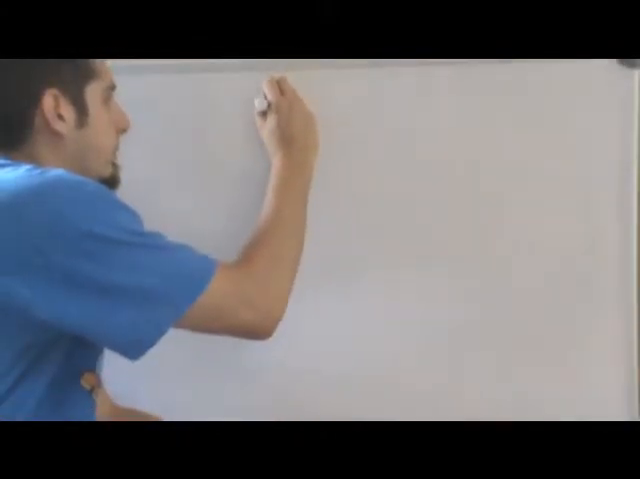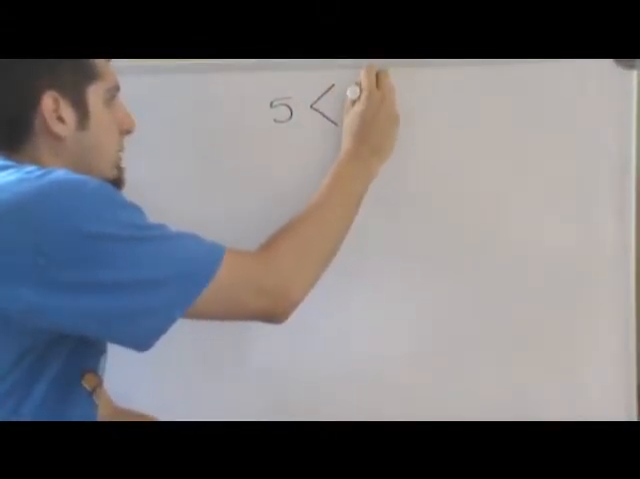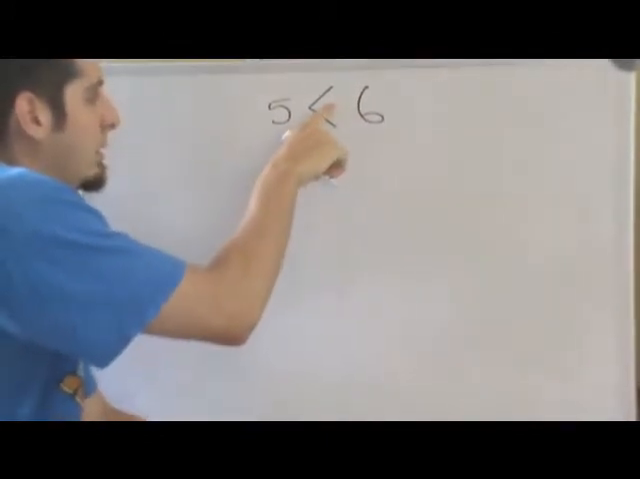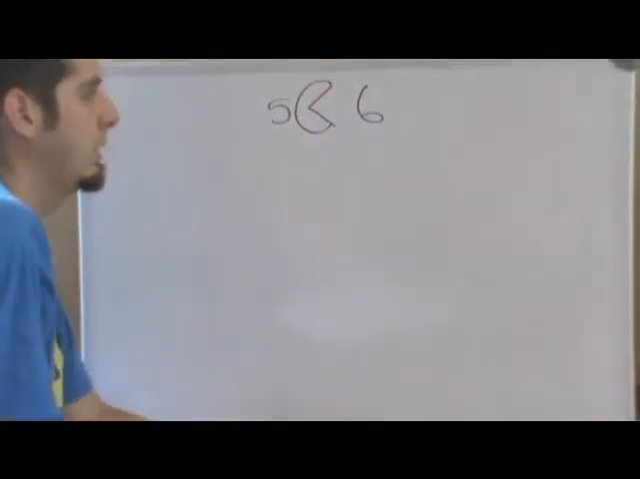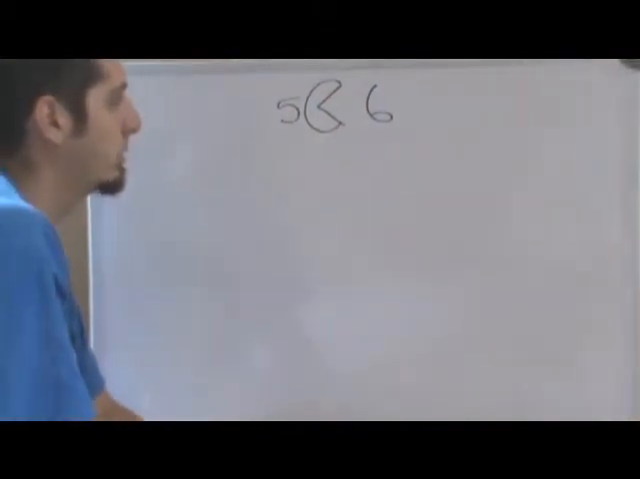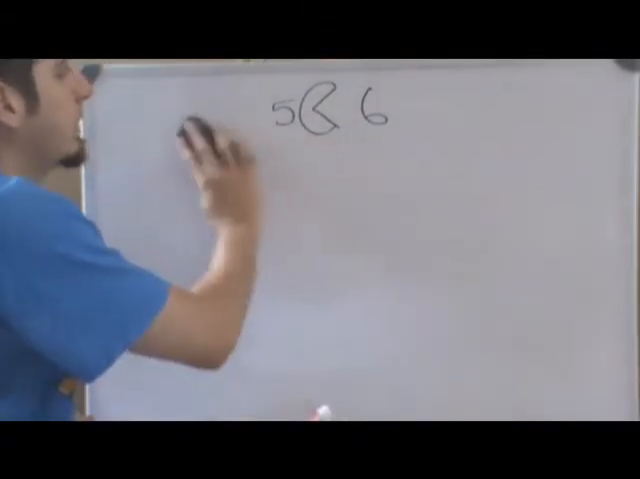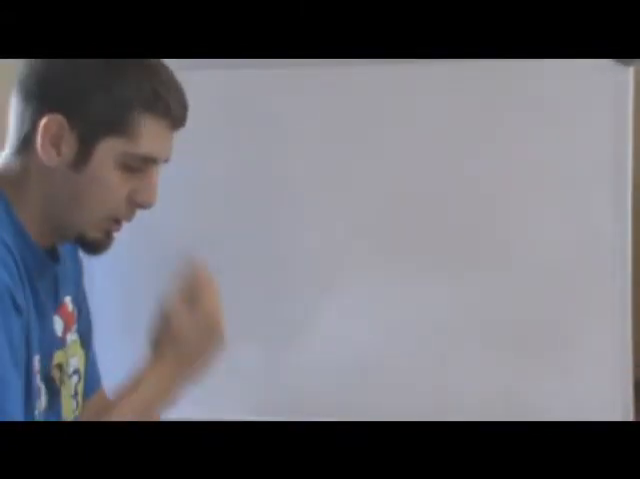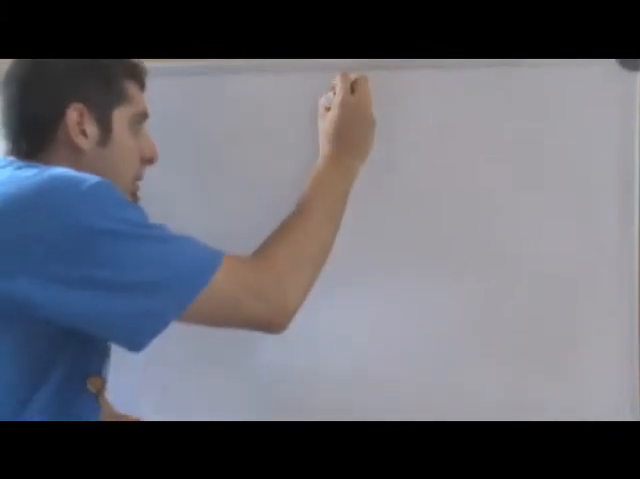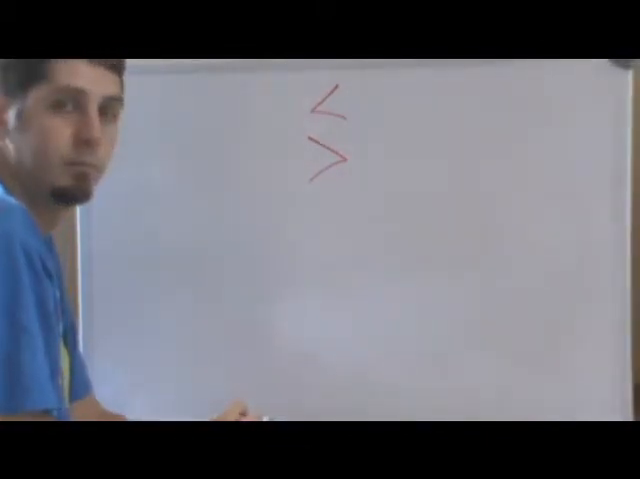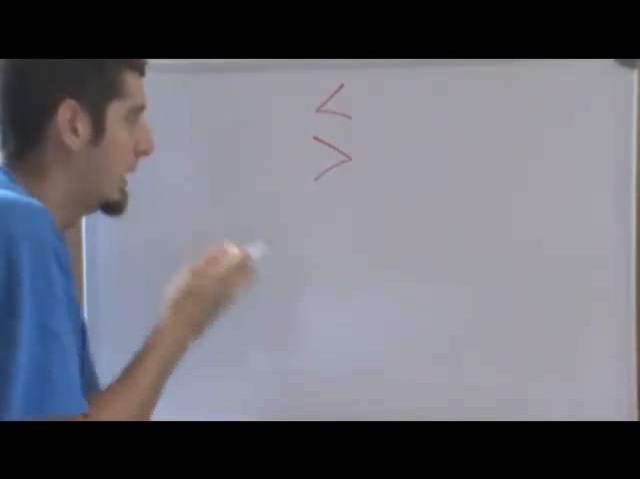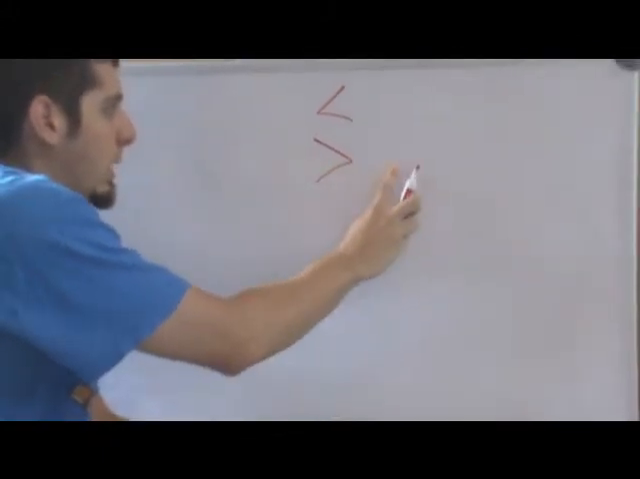The other way to think of it that some kids like is if you look at the inequality, it looks kind of like Pac-Man if you make a circle around it. Pac-Man always wants to eat the bigger numbers. So, less than, greater than. Okay? Less than, greater than.